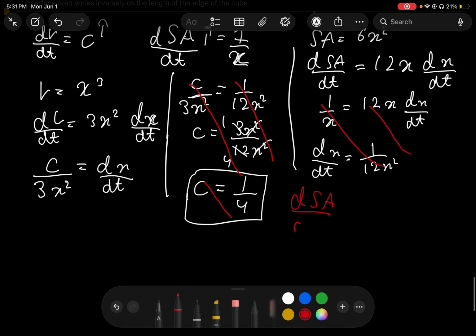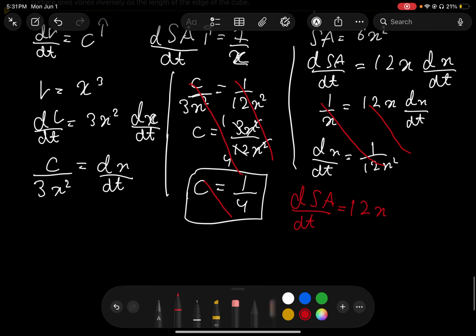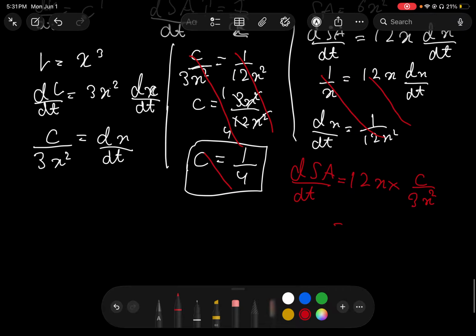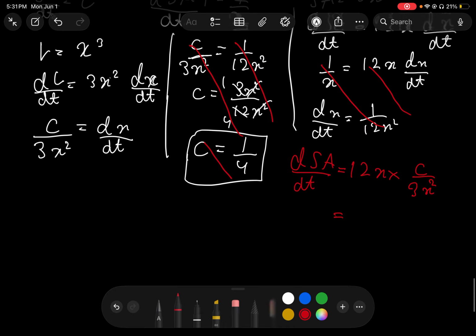dsa by dt is equal to 12x into c divided by 3x squared. Did I cancel out now? Maybe. So 4 into 12, 4c divided by x. Should be.